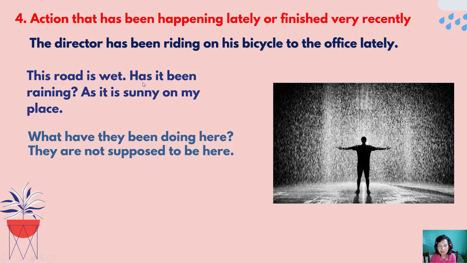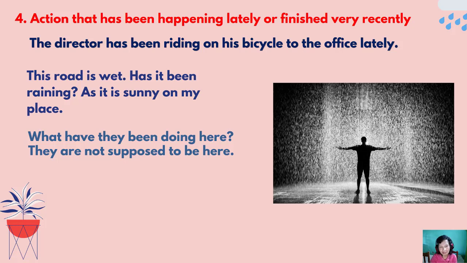I use the question here because it is a question that I want to confirm, is it right? Because in my place it is sunny, but here this road is wet. Has it been raining? Yeah. So actually the rain has just stopped. There is no rain, but because this road is wet, I draw a conclusion: has it been raining, or it has been raining.